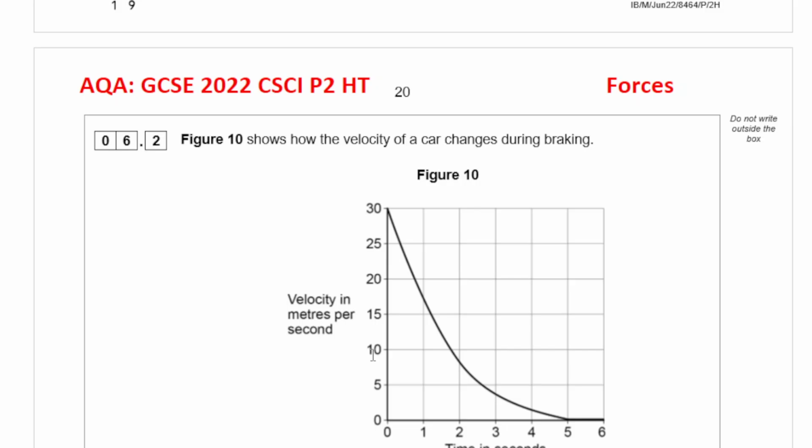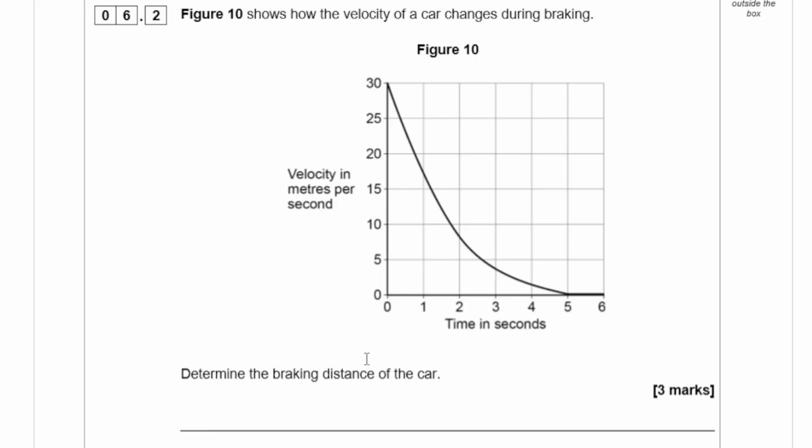Figure 10 shows how the velocity for a car changes during braking. So the velocity is starting at 30 and it decreases to 0 as time increases to 5 seconds. Determine the braking distance of the car. Now to find out the braking distance, or distance from a velocity time graph, is the area under the graph. So you're trying to work out the area here.